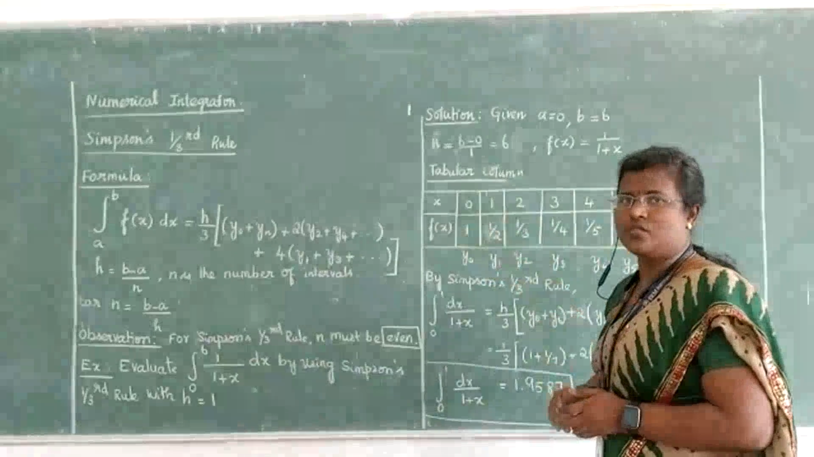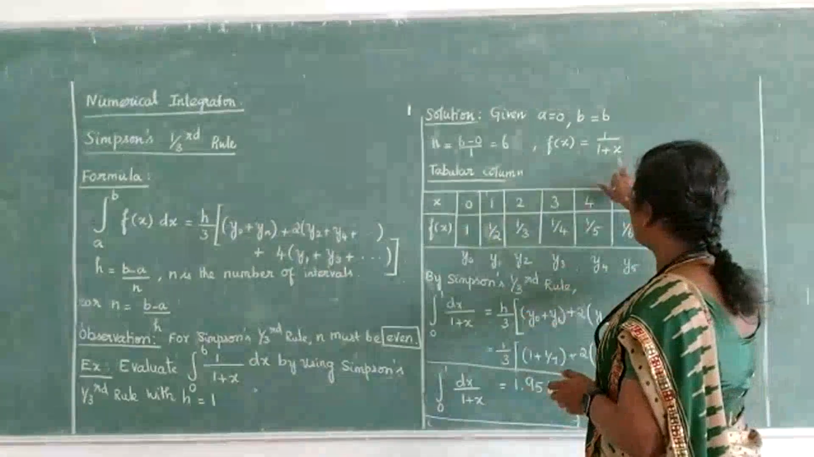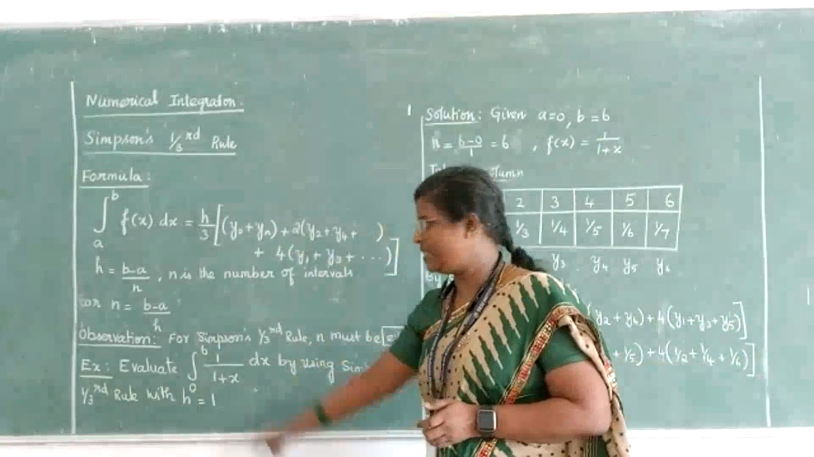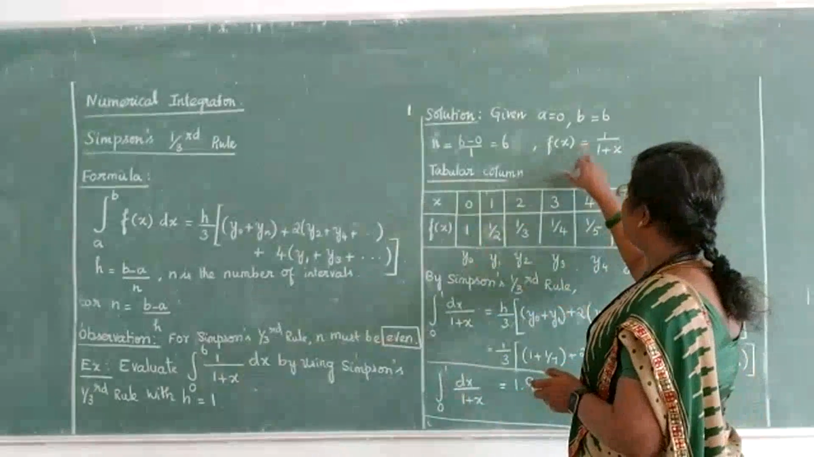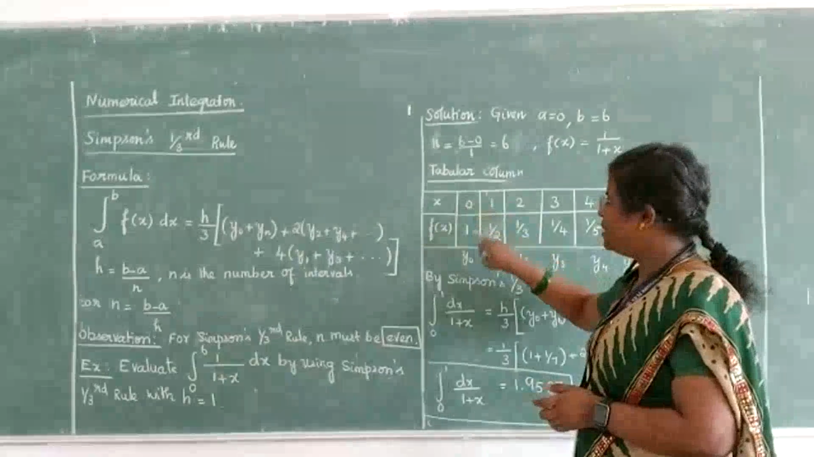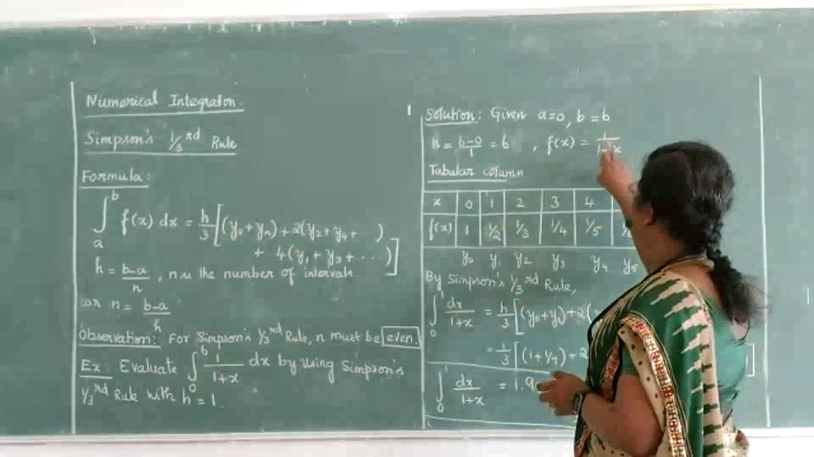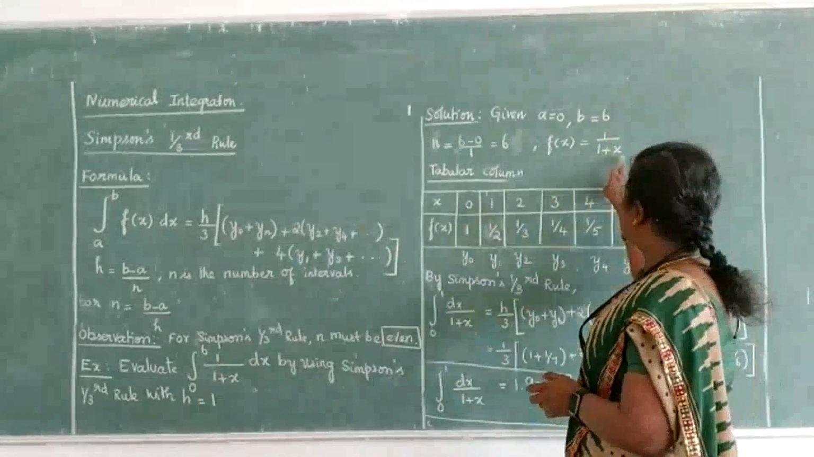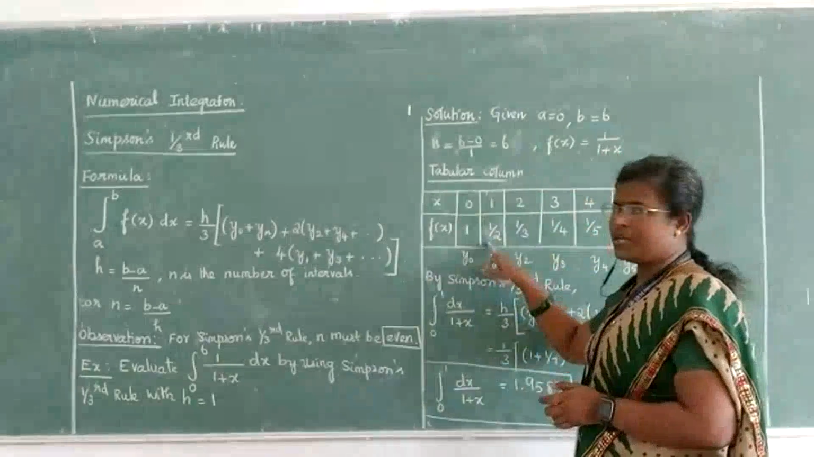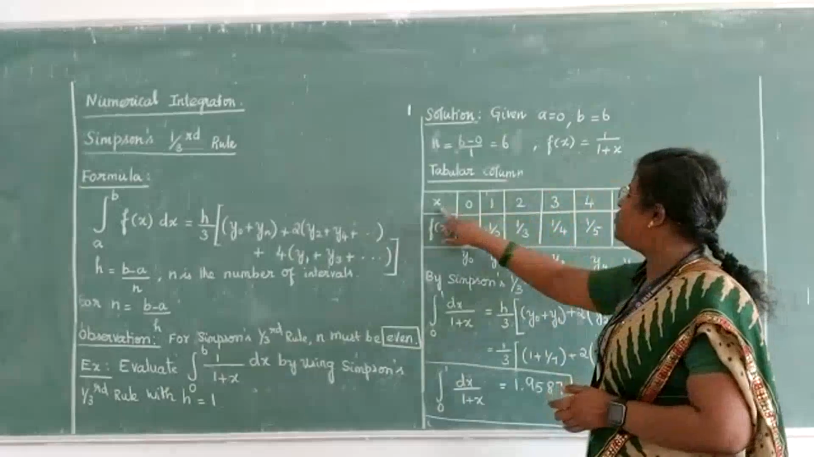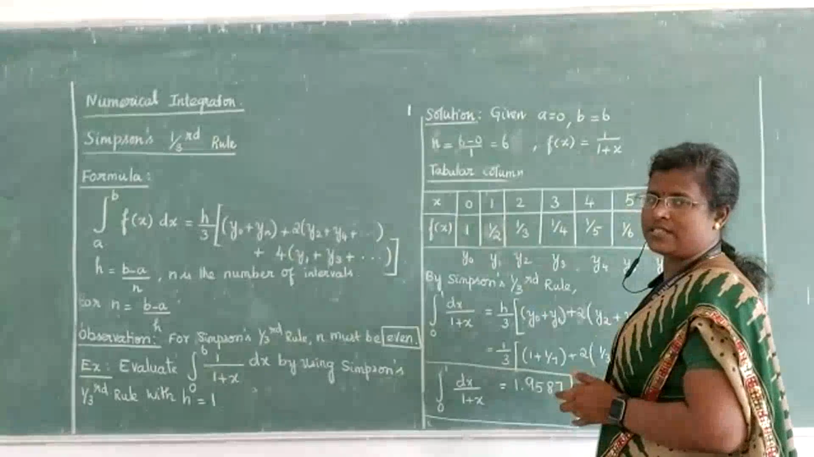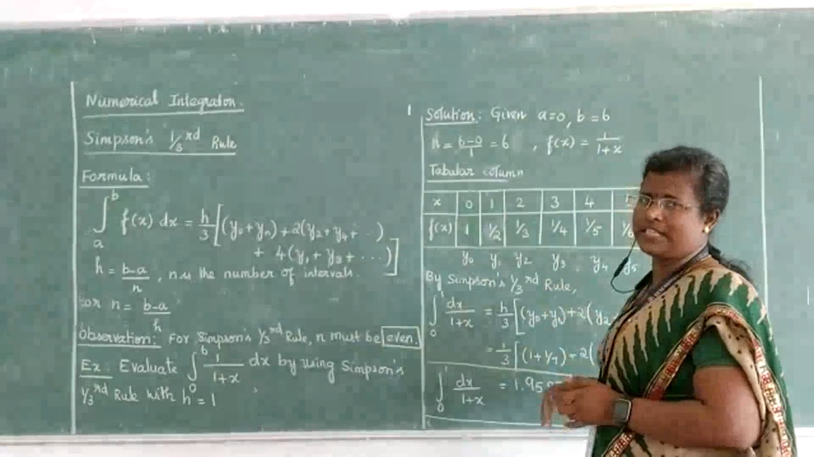Next I calculate the value of f(x) using the formula 1 divided by (1 plus x), because we are asked to find the value of this integration. Replace x by 0, and we get f(x) equal to 1 divided by (1 plus 0), which is 1. Similarly, replacing x by 1 gives 1 divided by (1 plus 1), that means 1 by 2. Substituting the other values of x in f(x), I get the other values in this table column.